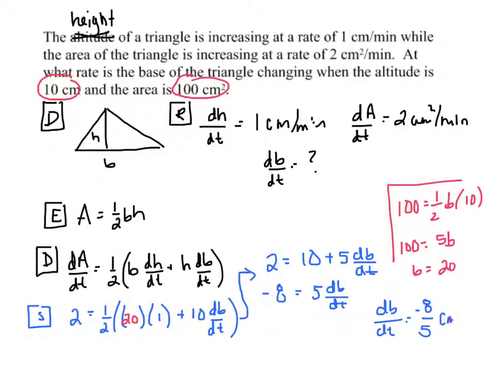centimeters per minute. Now, one thing that kind of throws people is that it comes out to be negative. And why that is because the height is increasing at a rate that would increase the area more than 2 square centimeters every minute if the base were left alone. So the base actually needs to kind of collapse in to offset how fast the height is growing.